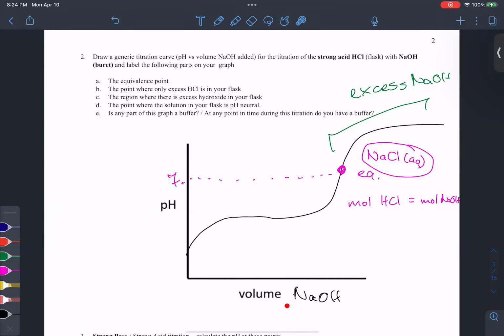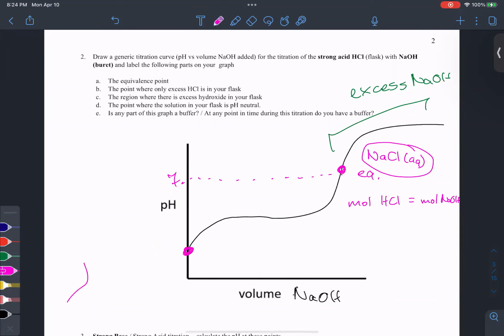How much of it reacted to consume some of your sodium hydroxide? You need to figure out how much sodium hydroxide is left over, calculate its concentration to get the pOH and then the pH. Anywhere before this point, HCl is actually the limiting reactant. So if we go back, let's start at the beginning of the titration right here.